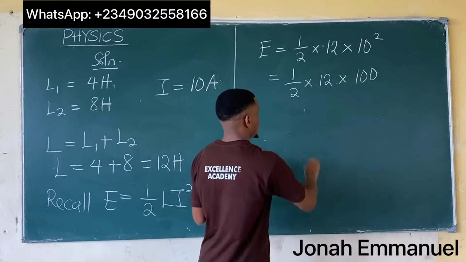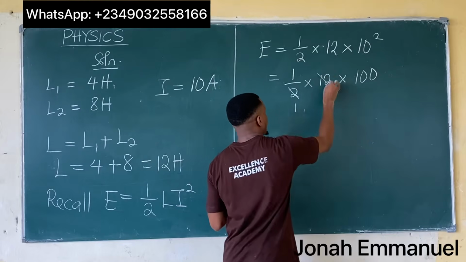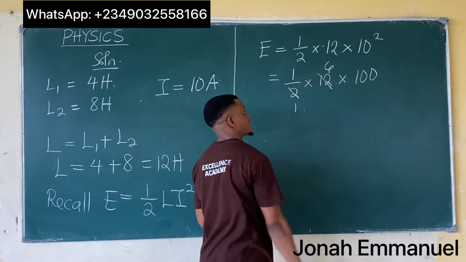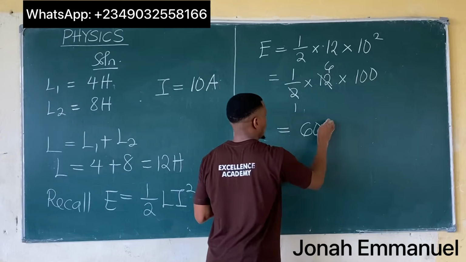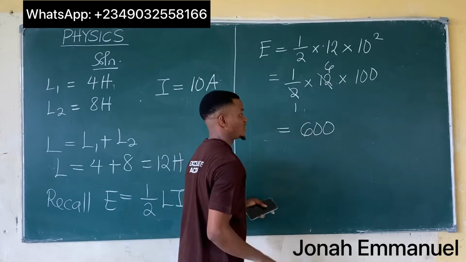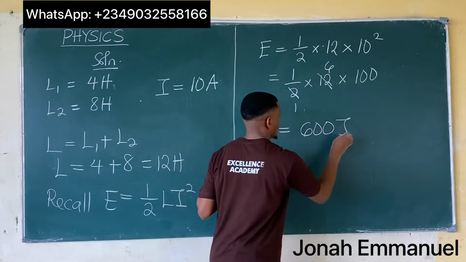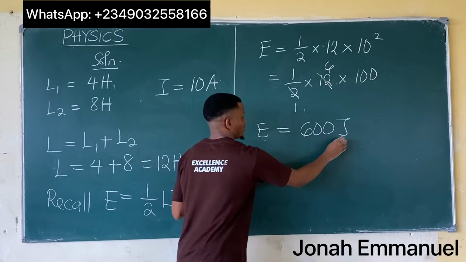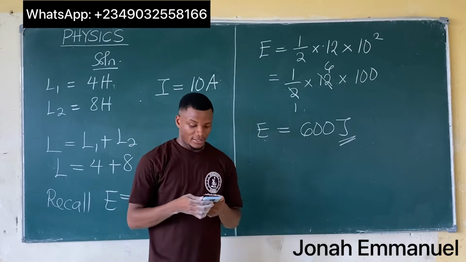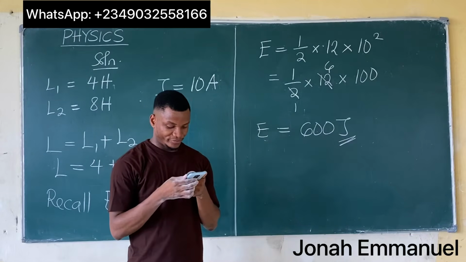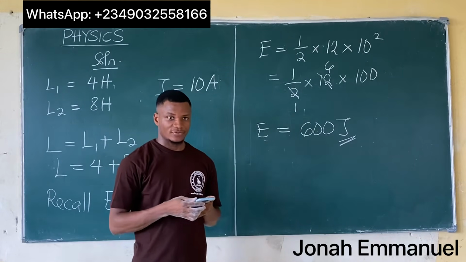So let's get this done. 2 here 1, 2 here 6. 1 times 6, 6 times 100. That's equal to 600, of course divided by 1, which is 600 in joules. So hence, the energy is 600 joules. That's the answer. And that's option A, 600 joules.